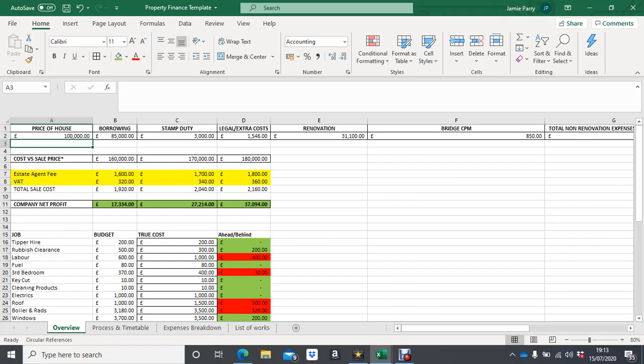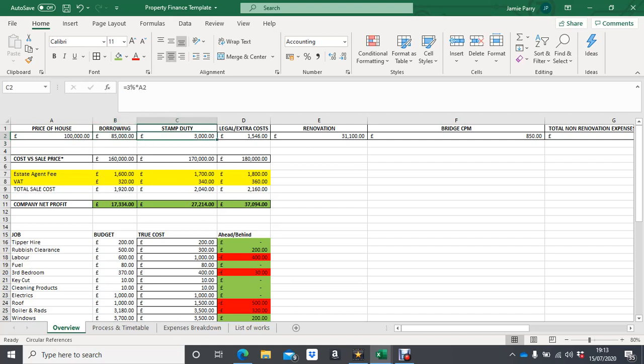Okay, guys, so here is my property finance template that I use. This is a fictional example. The price of our house is £100,000. We are borrowing 85% of that, which is £85,000, obviously.